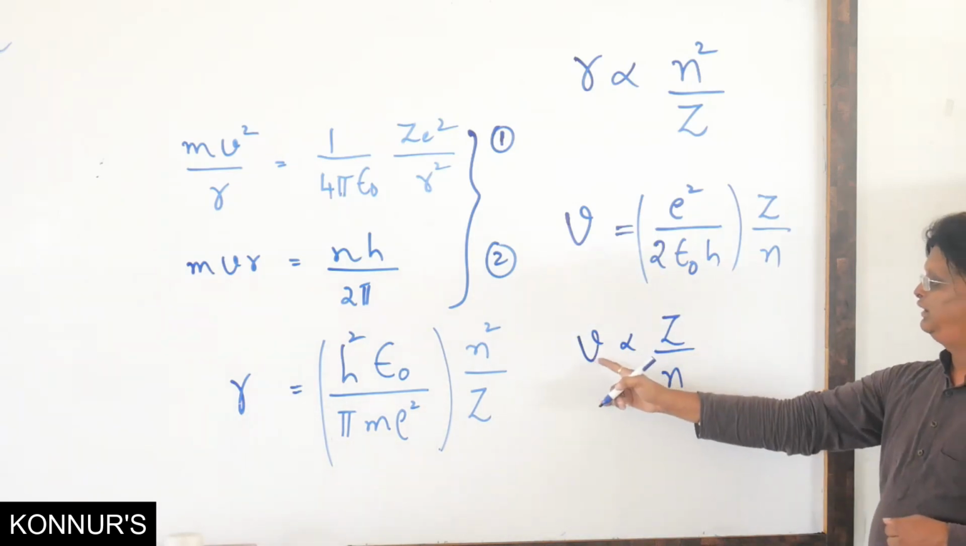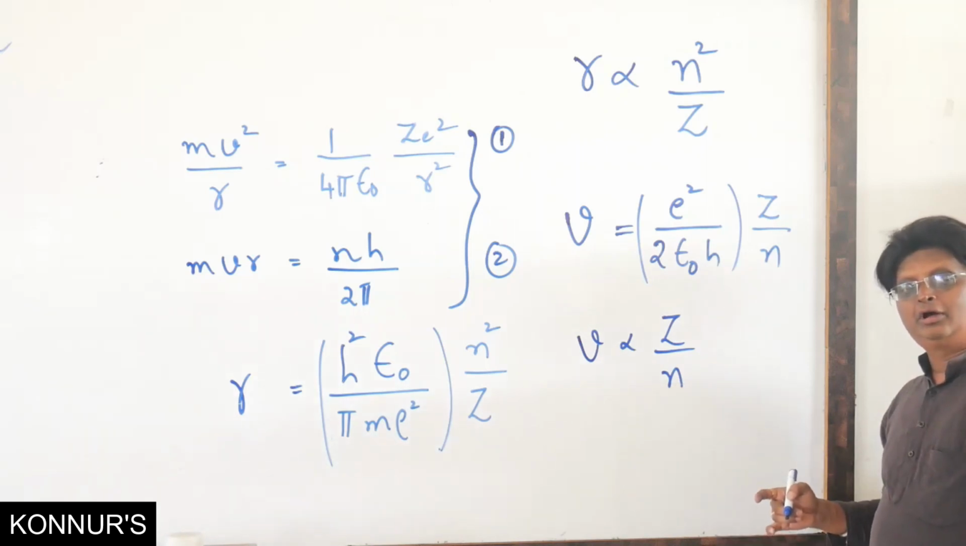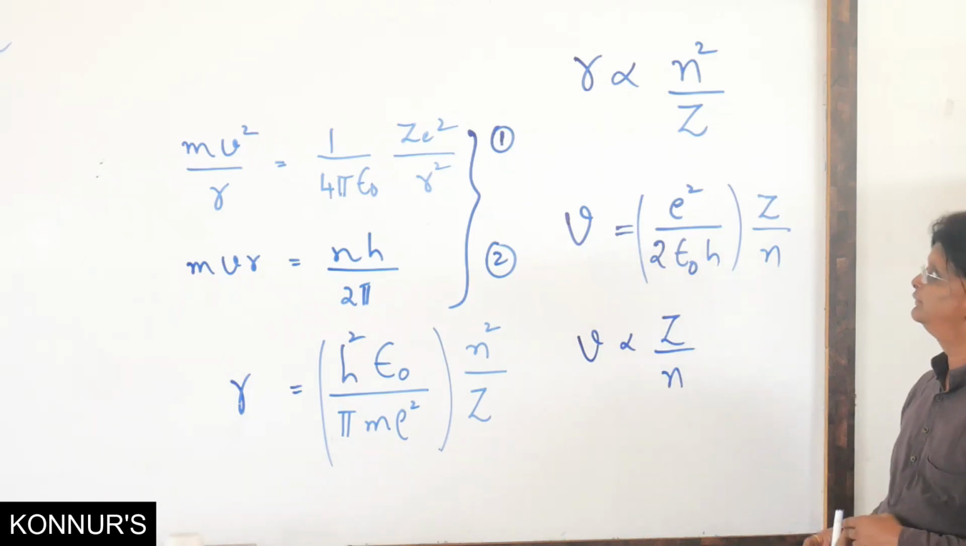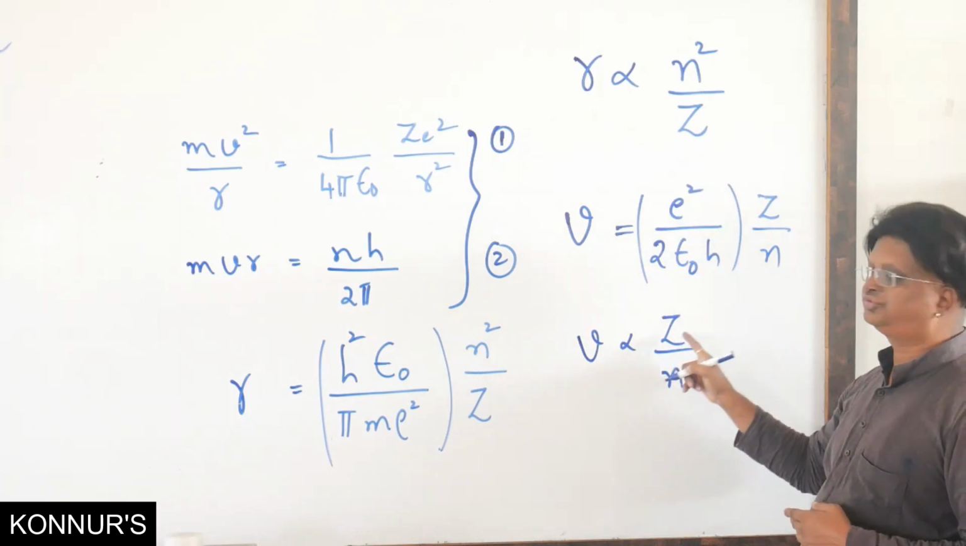Look here, V and n are inversely proportional. For higher and higher orbits from the nucleus, the velocity gradually decreases. Earlier we have seen radius is inversely proportional to Z. Here V is proportional to Z.